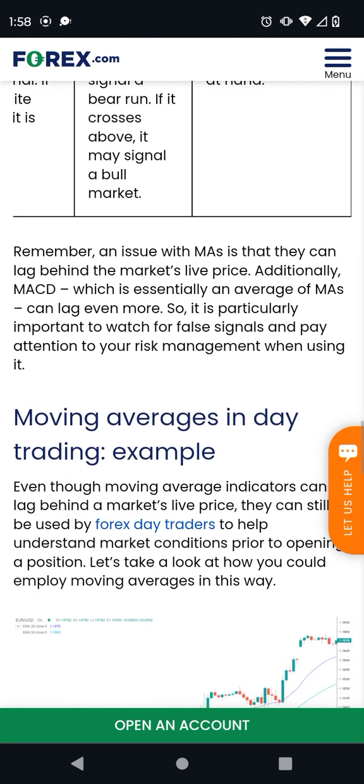So remember, an issue with MAs is they can lag behind the market's live price. Additionally, MACD, which is essentially an average of MAs, can lag even more. So it is particularly important to watch for false signals and pay attention to your risk management when using it.